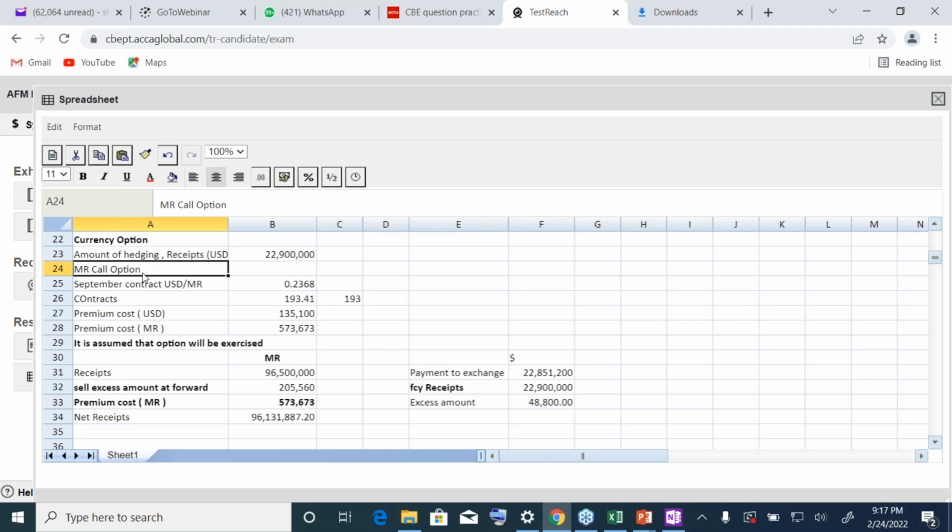If it is a call option, that means you will receive home currency. If it is a put option, that means you will be paying the home currency. So MR call means you will receive MR. I have written 193. We have booked 193 contracts. Each contract has a size of 500,000. 193 into 500,000 means I will be receiving 96.5 million.